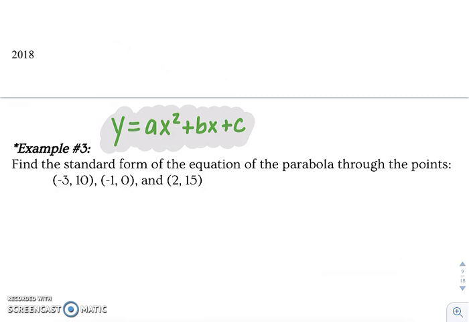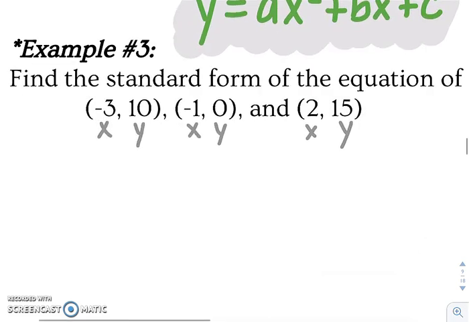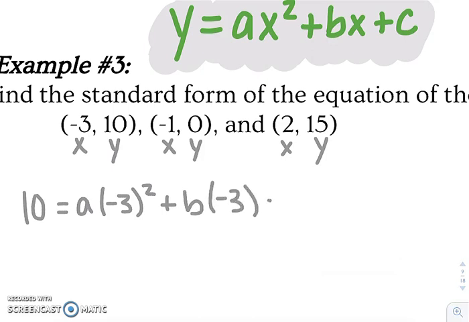So all you guys have to know, even though we haven't done anything with quadratics, is that the -3 is in your x spot and the 10 is in the y spot. So we're going to make 3 equations where we're going to plug in the x and y value for your x and your y. So for the first equation, we will have 10 equals a times -3 squared plus b times -3 plus c. So that is your first equation.